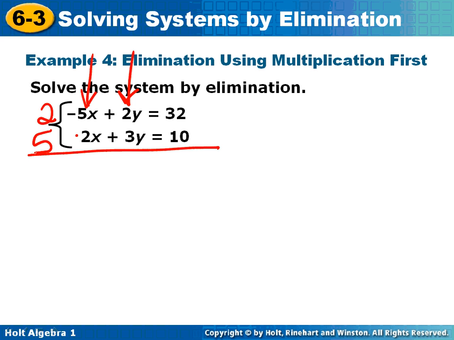Now notice I did not put -5, I just leave it 5. Now that's going to make that a -10. This one's going to be a +10, and then they will cancel. Let's try it. So 2 times -5 is -10x.